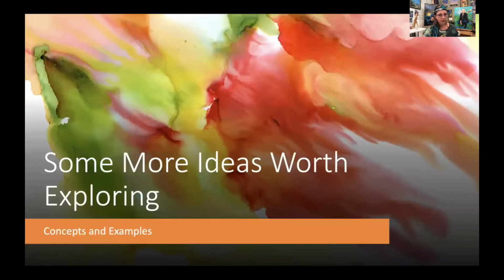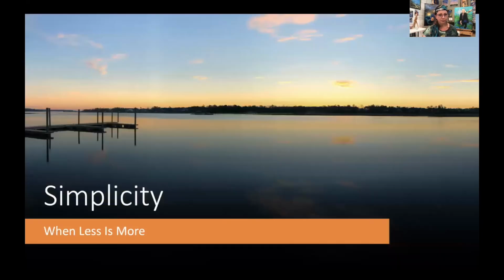But anyway, let's talk about other ideas, and these ideas might be easier to relate to, so I wanted to share them with you. First of them, simplicity. When less is more. This is a picture I took another day here when the sun was rising, and you see there's hardly anything in the picture, but it is nice because it's simple, and people like simple. It's comforting. There's just not enough in there to create stress.